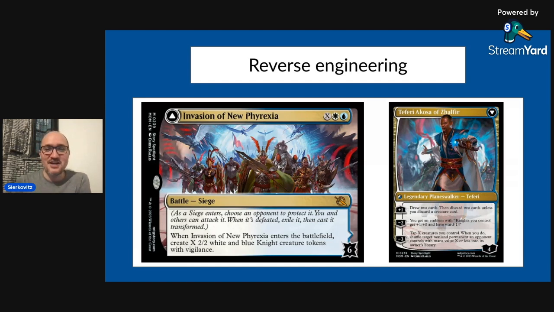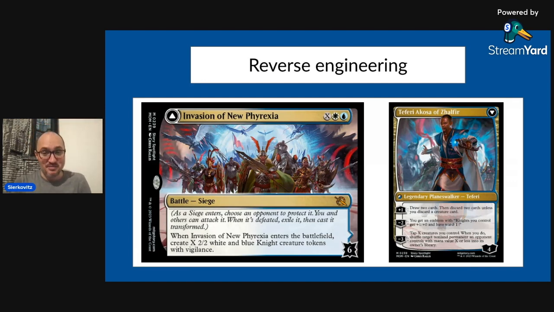But Invasion of New Phyrexia is an X blue-white for a battle. And it has, when Invasion of New Phyrexia enters the battlefield, create X 2/2 white and blue Knight creature tokens with vigilance. And it has 6 defense, whatever the toughness is called. So if I make like 5 2/2s, my first instinct would be to go face and just kill the opponent, because that's what multiple 2/2 tokens do best. So clearly the design team doesn't want you to do that, because they would rather make this new mechanic the new type of the card.